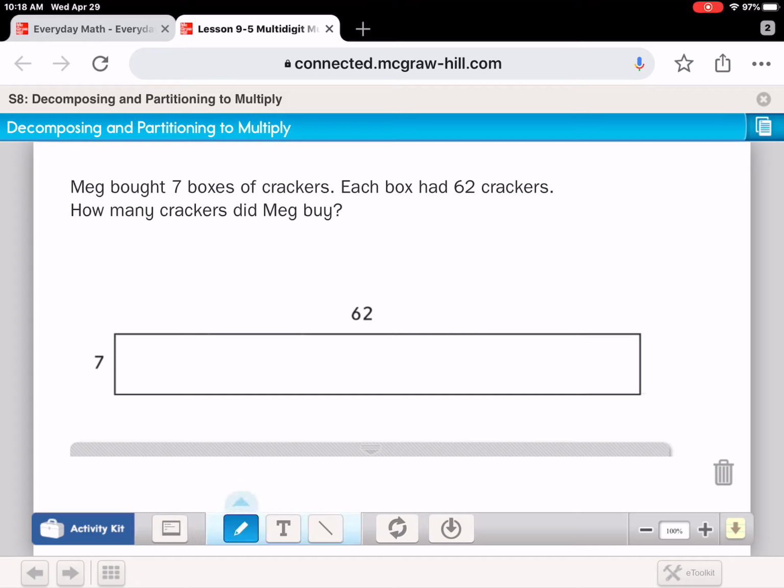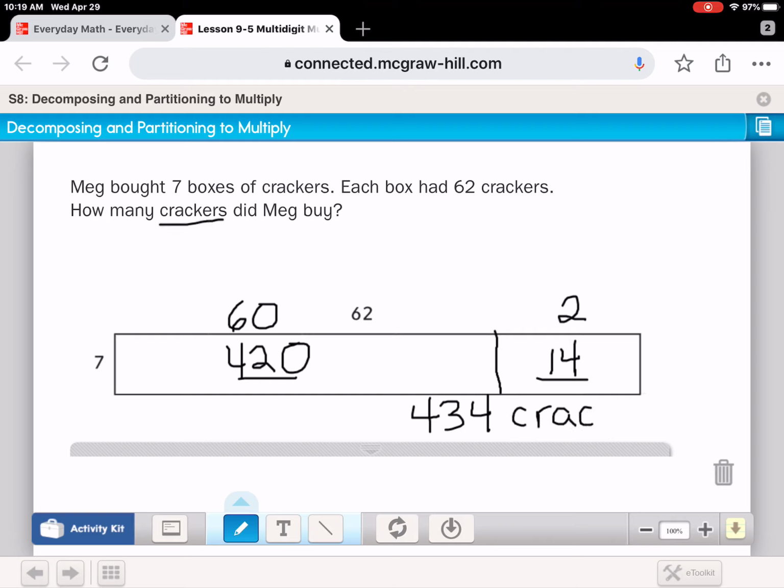So I think we should break apart 62 into some easier numbers. Just like we did on our warm-up, it seems like the best way to break apart 62 might be thinking of it as 60 and 2. Then we can think of 7 times 60, and I see the basic fact in there is 7 times 6, so 42 tens is 420. And then I have 7 times 2, which is 14. So when I add together 420 plus 14, the answer is 434. And since this is a number story, I will add the unit crackers.